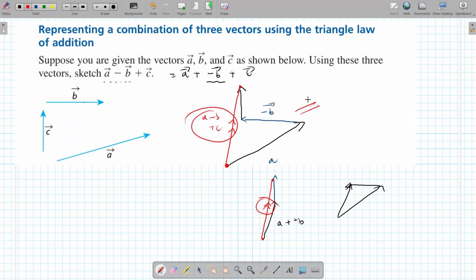I prefer this way. You can just add everything in one shot, because all you have to care about once you line them up is where you started and where you ended up. And if you do this using a ruler on a graph paper, it's very precise.